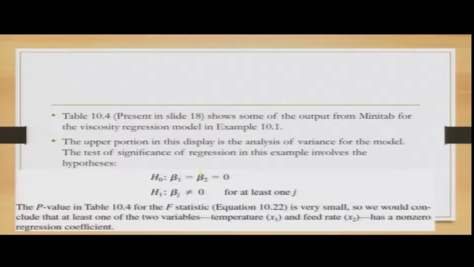So, in the following slide, it will show the summary of the output from Minitab for the viscosity regression model. The upper portion of the display is the analysis of variance for the model. The test of the significance of the regression in this example involves the hypothesis that beta 1 equals beta 2 equals 0, and the alternative is that at least one of them is not 0. The p value in the table for the F statistic is very small. So, we would conclude that at least one of the variables, temperature or feed rate, has a non-zero value, hence the linear relationship holds.